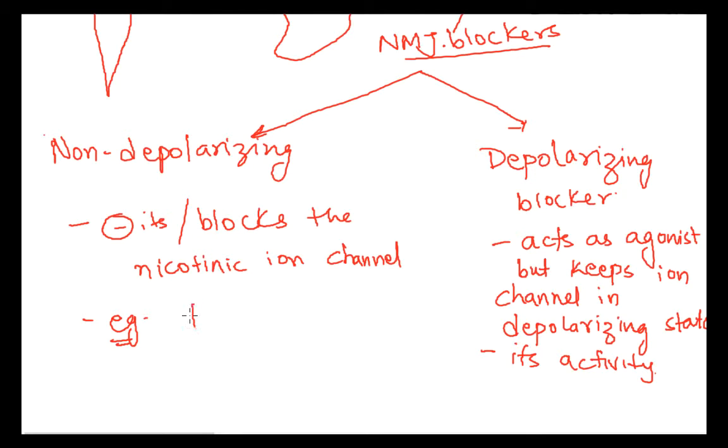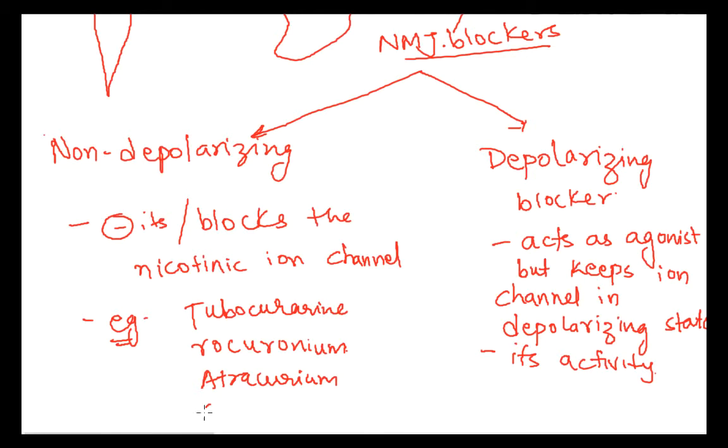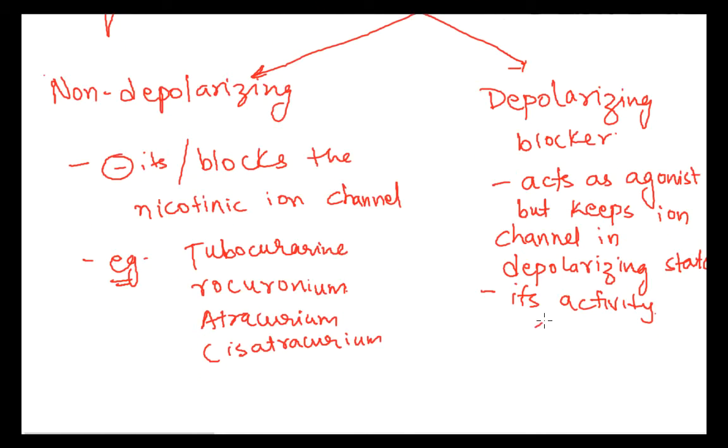So the examples of drugs that are competitive antagonists at the nicotinic ion channels in skeletal muscles are tubocurarine, rocuronium, atracurium, cis-atracurium, okay? All these are non-depolarizing, while for the depolarizing, the example is just one you have to remember, succinylcholine.